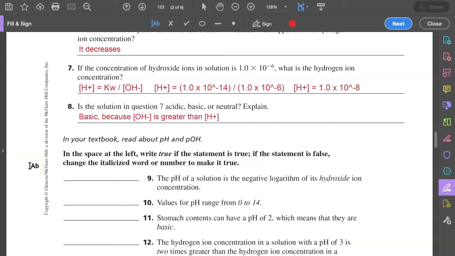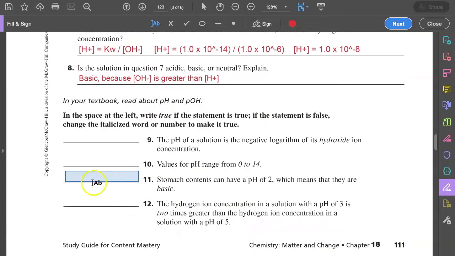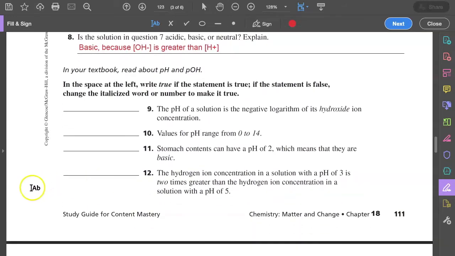It is basic because the OH concentration is greater than the hydrogen ion concentration, right? 1 times 10 to the negative 6, the hydroxide ion concentration is greater than 1 times 10 to the negative 8th. So therefore, it must be basic. All right. In the space on the left, write true if it's true. If it's false, change the italicized word or number to make it true.